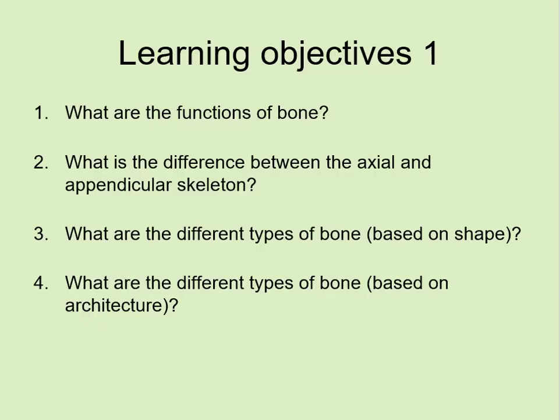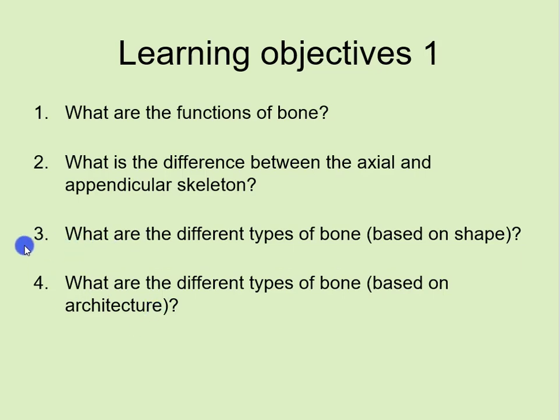This is the first of our lectures on bone tissue. Our learning objectives, number one, are to know and understand the functions of bone. Number two, we want to distinguish between this thing called the axial skeleton versus the appendicular skeleton. And then we want to talk about different types of bone that we see down here. Now you'll notice that there's two learning objectives talking about bone types.